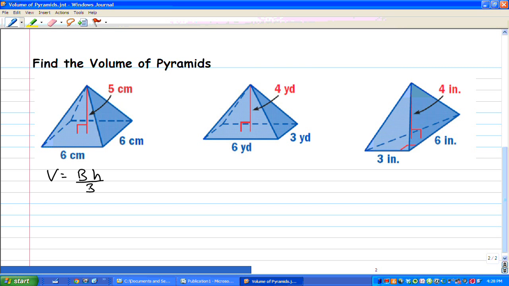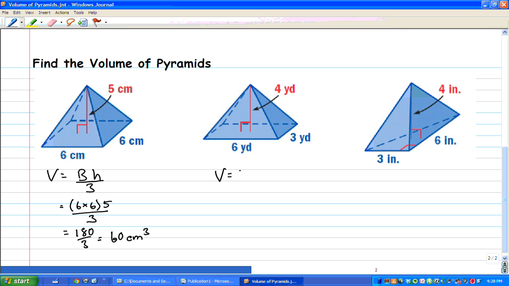aren't so bad. Alright, so this is equal to the base area, which is a square, 6 times 6 times the height, the whole thing divided by 3. 6 times 6 times 5 is 180 divided by 3, which is equal to 60 centimeters cubed. The next one. In fact, you know what? The next two, why don't you try yourself? Pause the video, try it, and then play to see if you got it right.